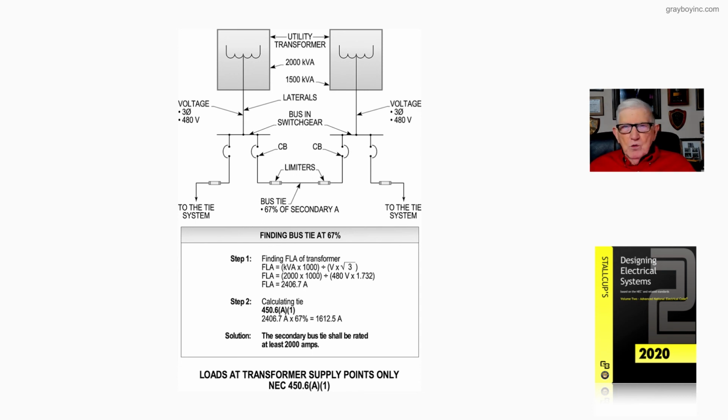So this figure 20-15 is basically illustrating how to determine the ampacity of the ties connecting the conductors. These ties shall not be less than 67% of the rated secondary current of the largest transformer in the circuit, and that's what our figure 20-15 is illustrating.